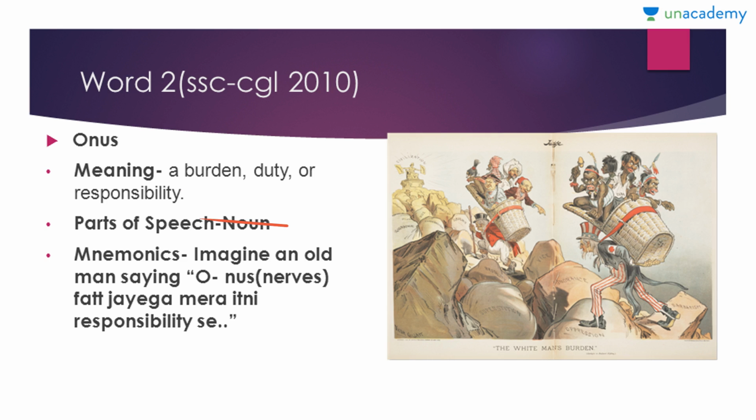The mnemonic I have developed here is, imagine an old man saying, this is very common. You must have heard somebody saying, "yaar nas phat jayega, itna tension ho raha hai." The pressure building, the stress, leads you to say something like this, that I cannot take it anymore, it feels like my nerve will burst. Imagine an old man saying, "Oh, nas phat jayega mera itni responsibility se." The more responsibility you have, the more burden you have, the more probable it is that you will have a nervous breakdown if you cannot handle that pressure, burden, responsibility properly. That is how you can relate this word.